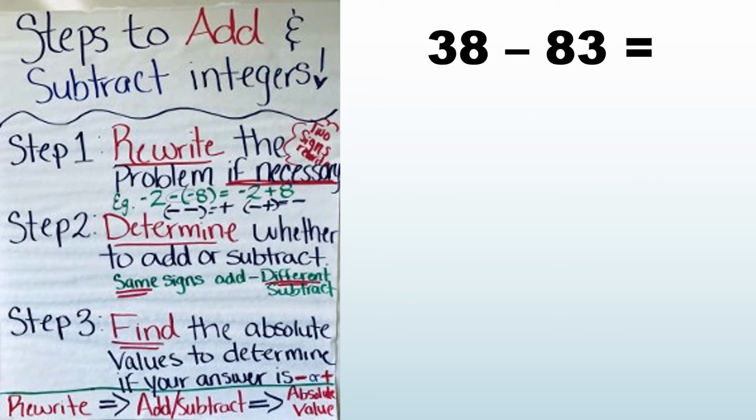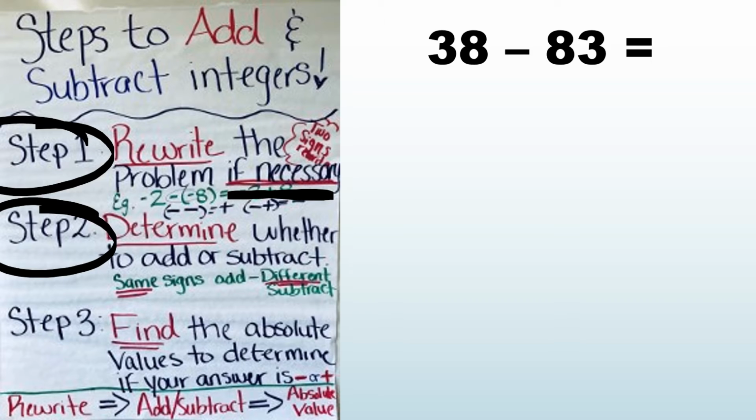Go ahead and pause the video and try to solve on your own. So if you have 38 and you subtract 83, what would you get? Step 1, rewrite the problem only if necessary. You don't need to rewrite because you only have one sign. So we can hop straight to step 2. Determine whether to add or subtract. Remember, same signs add, different signs subtract.